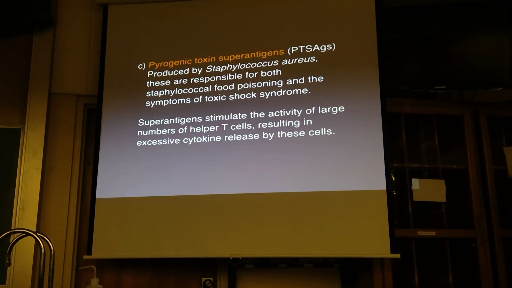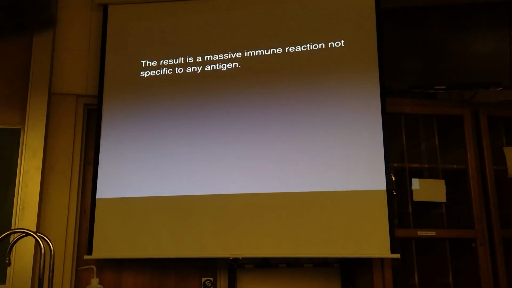What they do is trigger a whole bunch of helper T cells. They then start releasing their cytokines in overabundance, and this causes a lot of damage in the body. So you get a massive immune reaction.